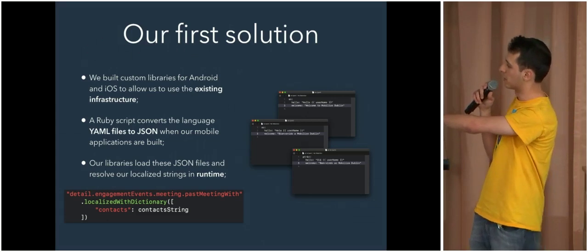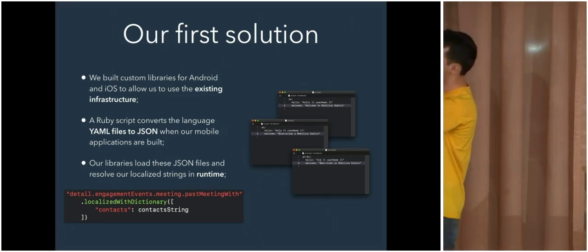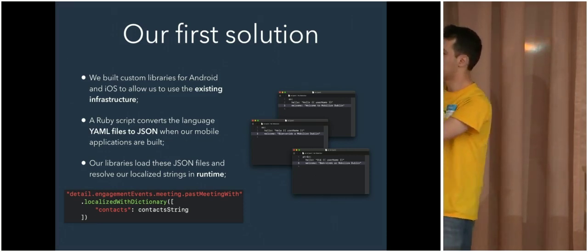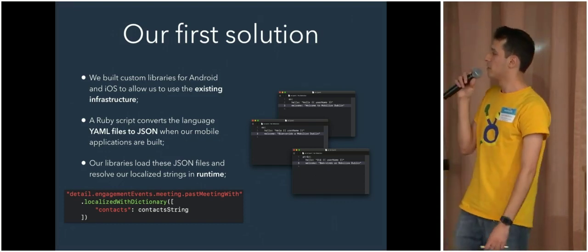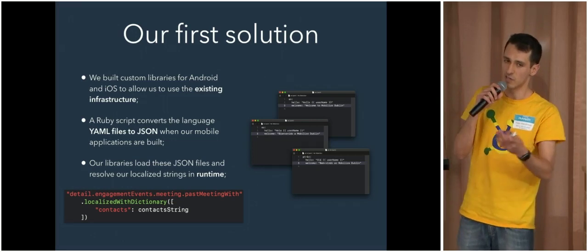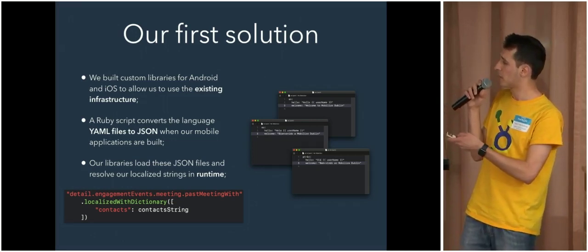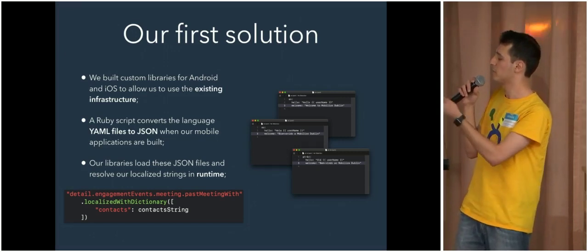So it looks a little bit like this. This is the key: detail, engagement events, meeting, past meeting with. This is the path to fetch a string. And then we pass a parameter here. We want to replace context with a context string, maybe a contact name in this case. I don't know if you guys have used this kind of dynamic thing, but they can be a little bit problematic. Let's say that some of these strings are missing.